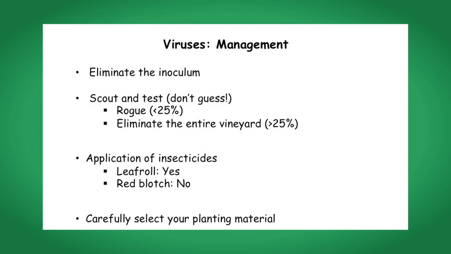And if your disease incidence is roughly 25%, rogue. Eliminate individually infected vines. And particularly make sure you avoid the infected vines being aggregated. Otherwise, the disease will go rampant very, very quickly. If the disease incidence roughly is more than 25%, you are better off removing the entire vineyard and replanting.